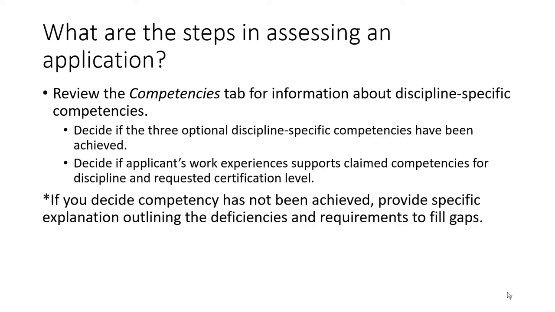This can be challenging to decide, but one way to think about it is to look at the total number of referees compared to the number of referees that are supporting the applicant's claimed competencies. For example, if there were 4 referees and only 2 of them supported the applicant's claimed competencies, this would be worrying. If you decide that a competency has not been achieved, you'll need to enter an explanation into the system.